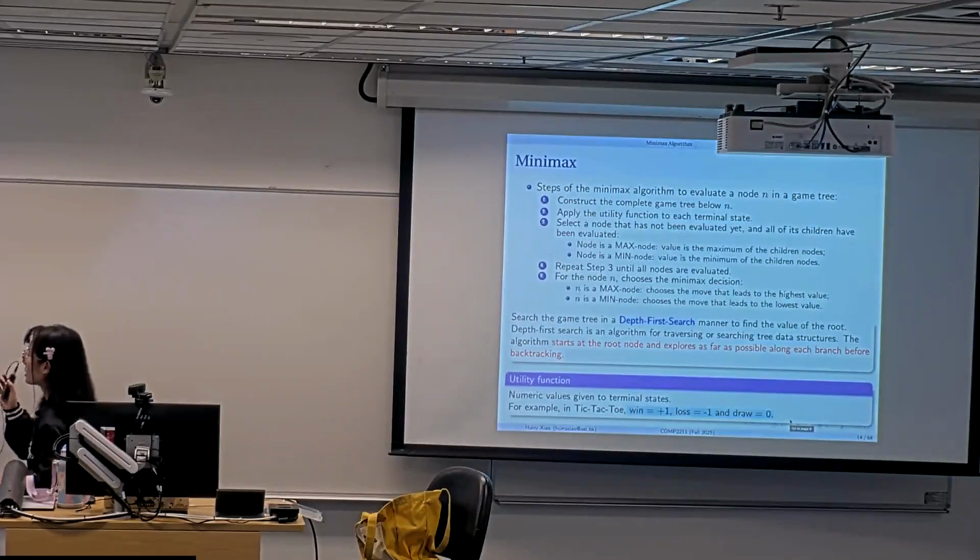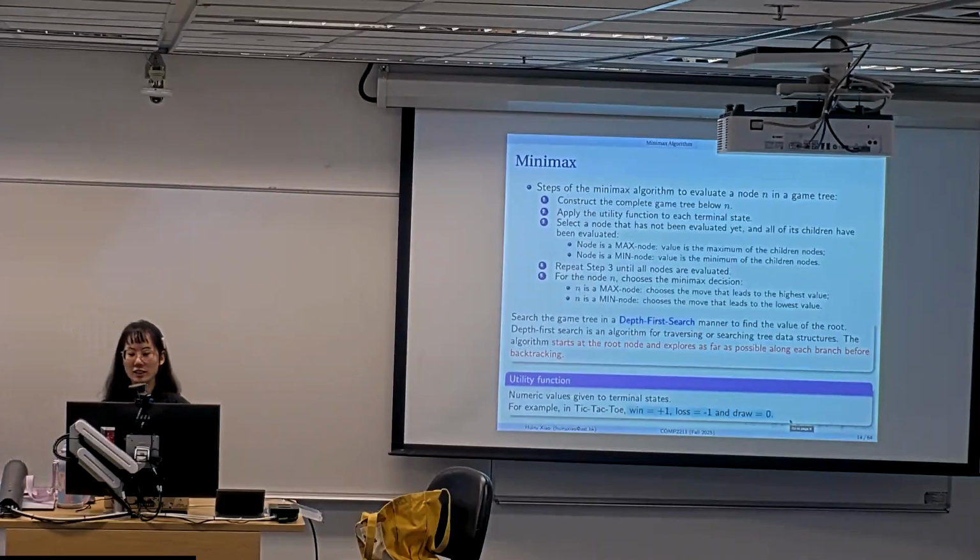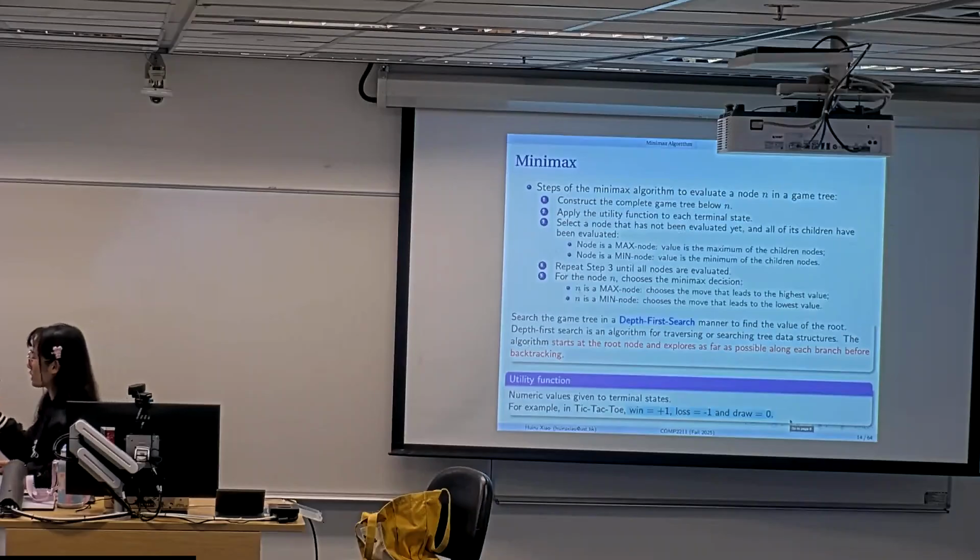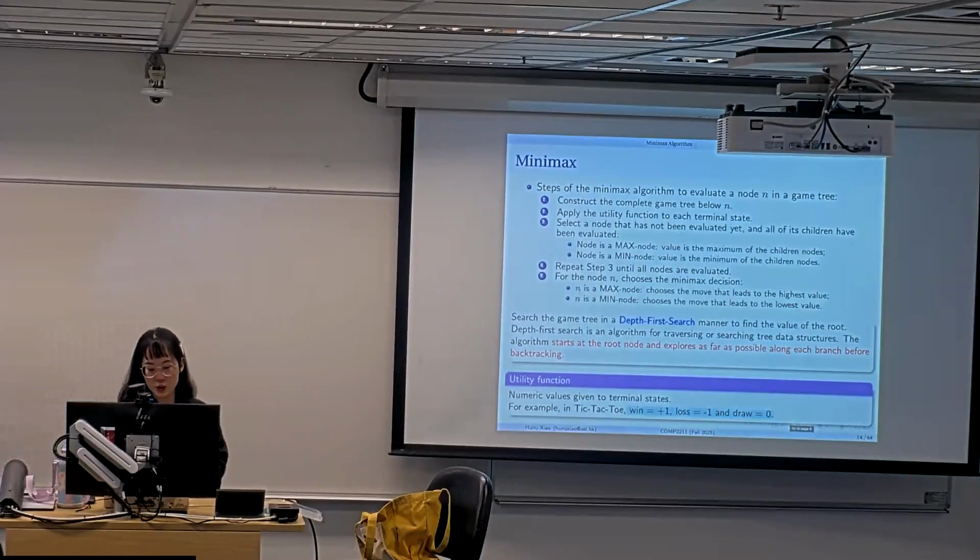Actually, for all the terminal states, we can apply such a utility function, right? All the terminal states, that's all the leaf nodes in such a game tree, they must be the end of a game. And since it's already an end of the game, we can apply such a utility function. So we just use this utility function to give the value to each terminal state.